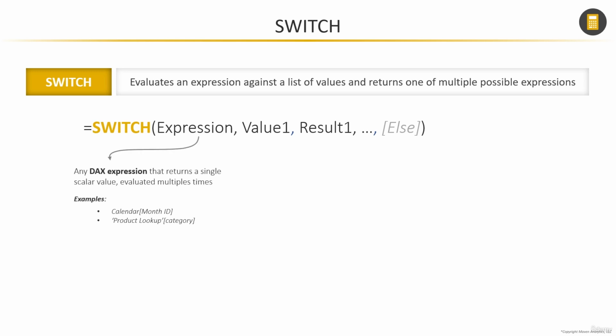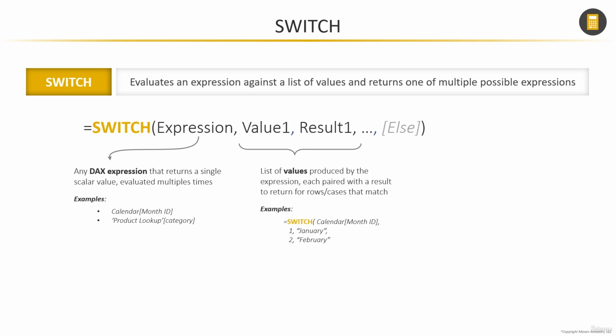So first up, we have the expression. And this expression can be any DAX expression that returns a single scalar value that can be evaluated multiple times. Examples of this include things like month ID from a calendar table or a product lookup product group. But really, this DAX expression can be any sort of expression that can be evaluated and then return a single scalar value.